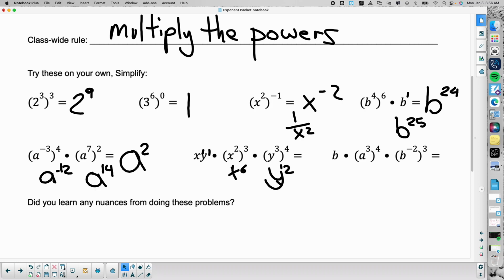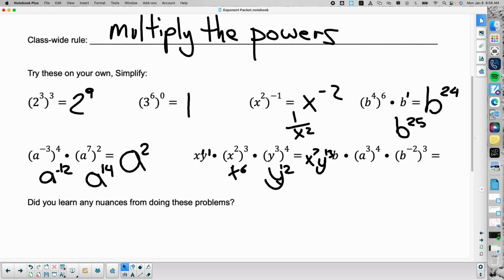So we've got X1, Y1, X6, Y12. Everything is being multiplied together, so what do we do with powers? Add them, okay. Which ones do we add together? X's and Y's. Perfect, so the answer should be X7, good, Y13, excellent. X7, Y13.